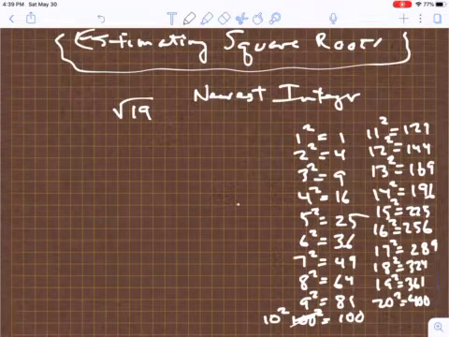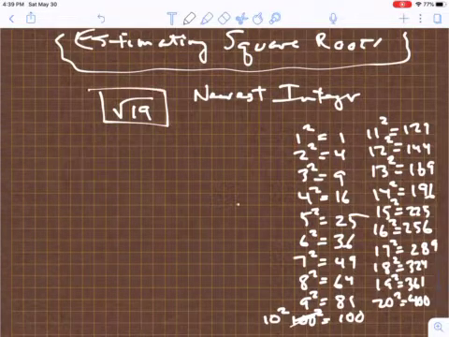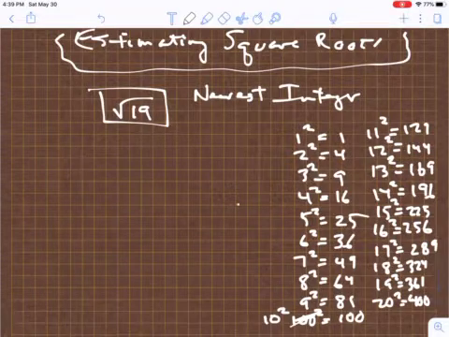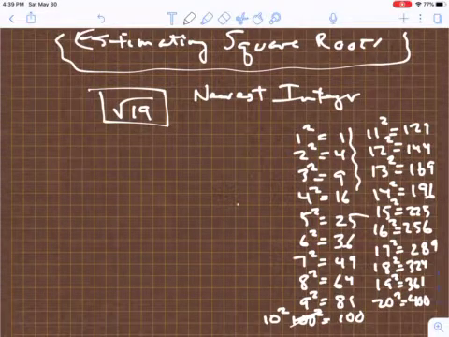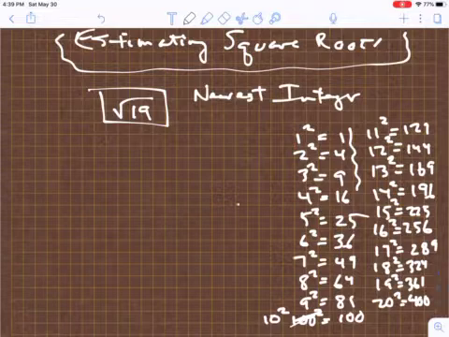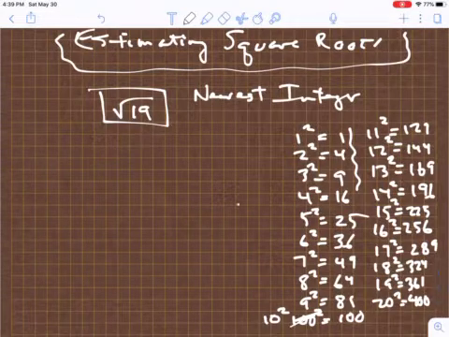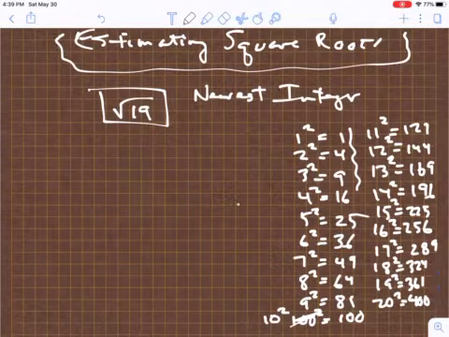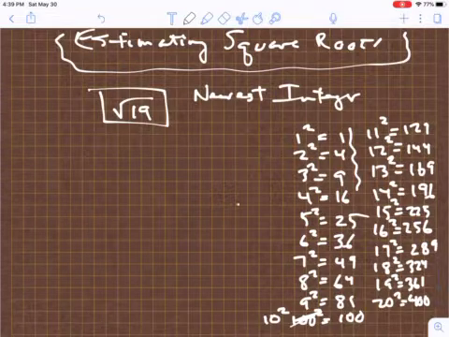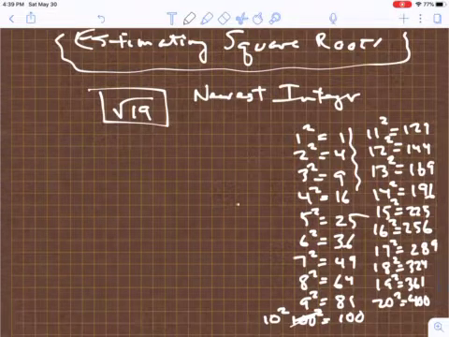So when you're trying to find the nearest integer, you're basically looking at these numbers over on this side and saying, what numbers is this between? And then which one is it closer to? The integer that it's going to be closest to, in other words, the square root, is going to be the one on the left.